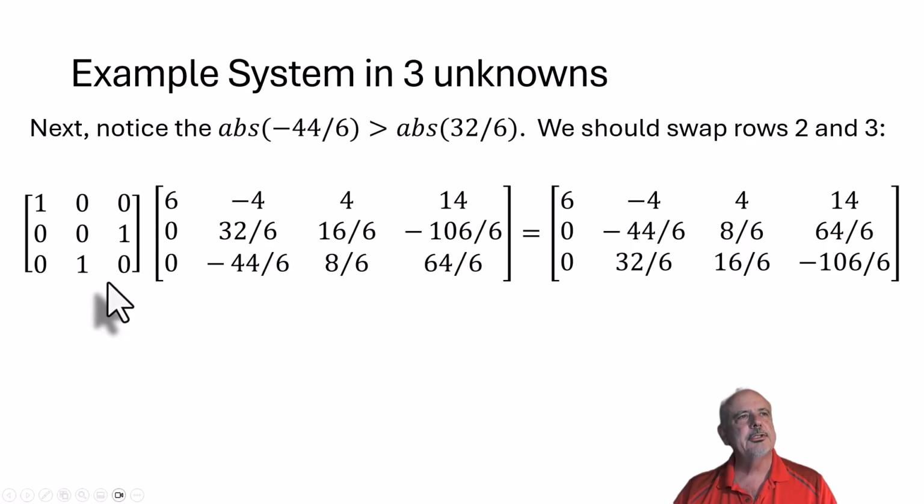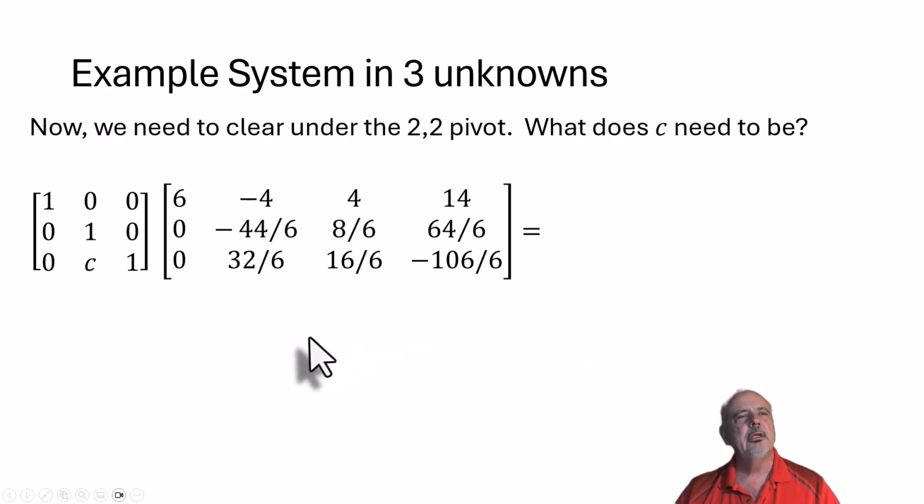So the prefactor looks like this. First row unaltered, swapping second and third row. Very, very straightforward. So that row becomes there. This row goes there. And we are now going to be ready to pivot. And we want to clear out what's under the minus 44/6. We want to clear that out.